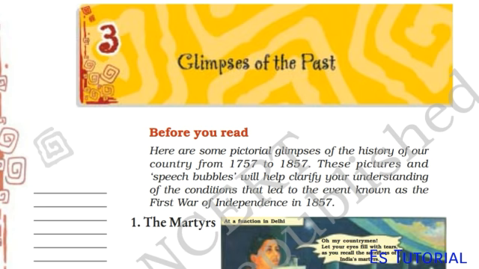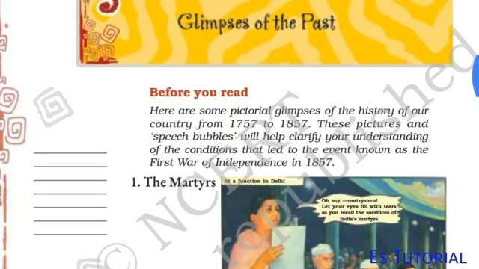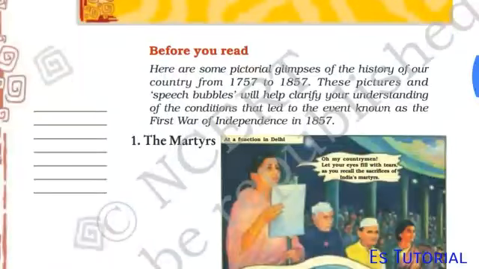Before you read, here are some pictorial glimpses of the history of our country from 1757 to 1857. It means almost 100 years. These pictures and speech bubbles will help clarify your understanding of conditions that led to the event known as the First War of Independence in 1857.